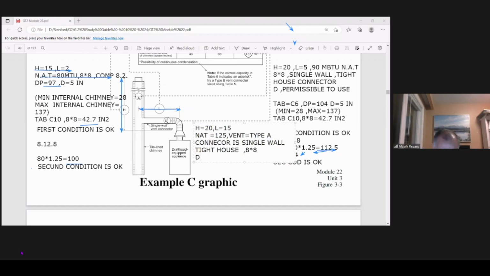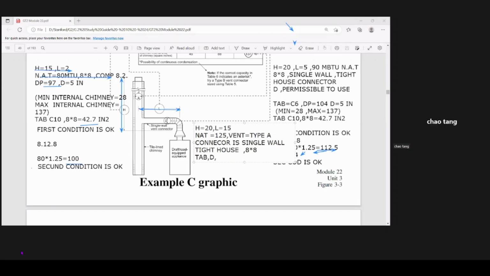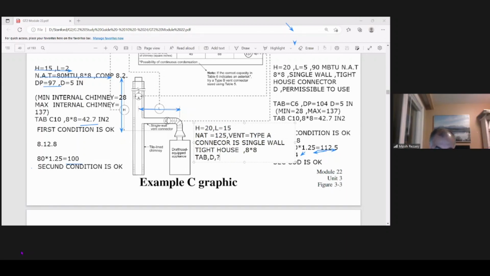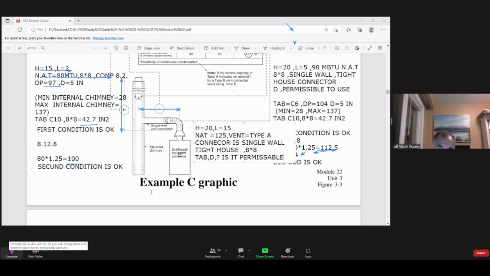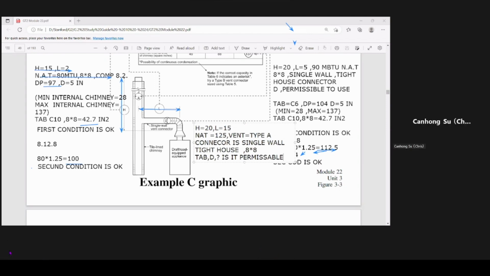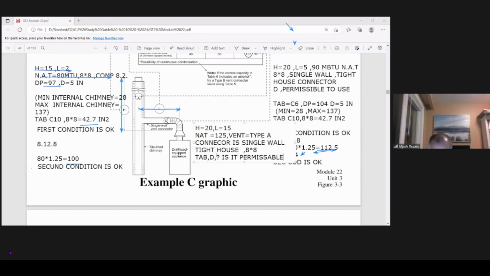First of all, which table? Table D, and is it okay or not? Is it permissible? Yeah, please. Okay, get that, please. BTU, sir, 125. Okay, thank you.